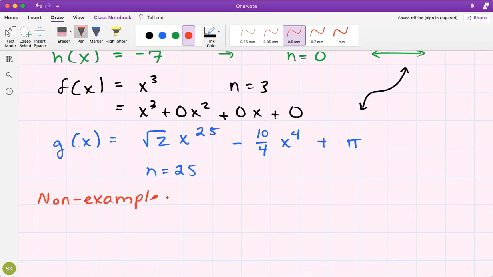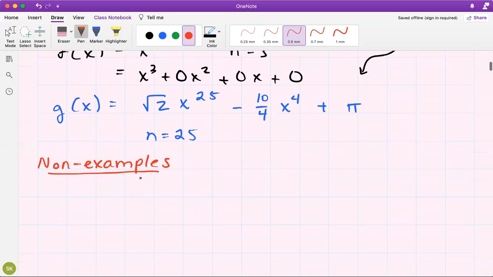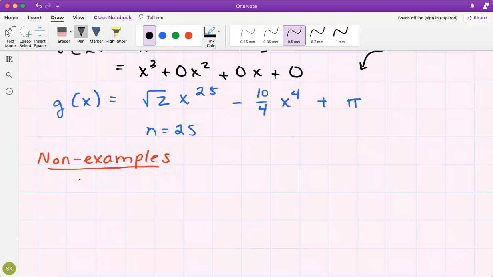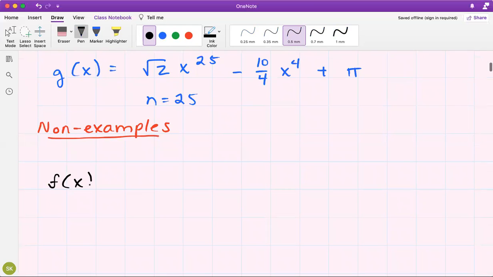Sometimes that's helpful in understanding what a polynomial function looks like. So here is a non-example. Let's say 3x squared plus 2x to the negative 1 plus 7. This takes the shape of a polynomial function. The issue is this negative 1. Remember that the numbers here, these powers, have to be non-negative integers. And this is a negative integer. So this is not a polynomial function.